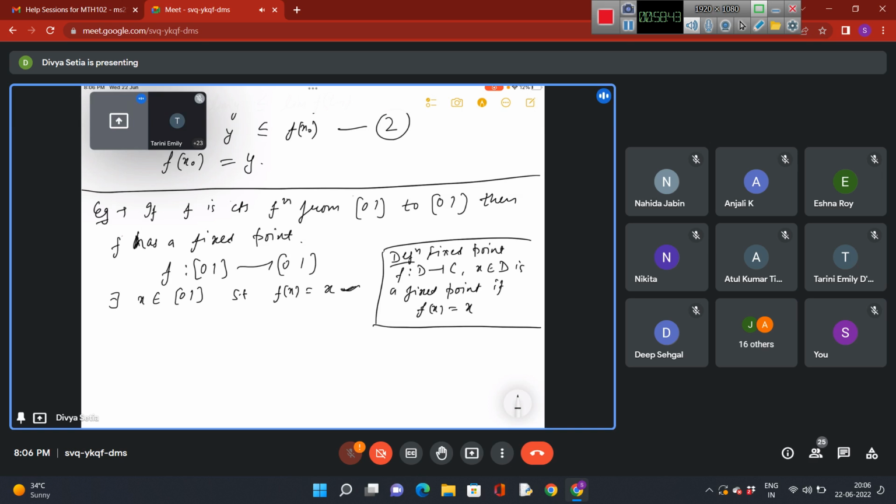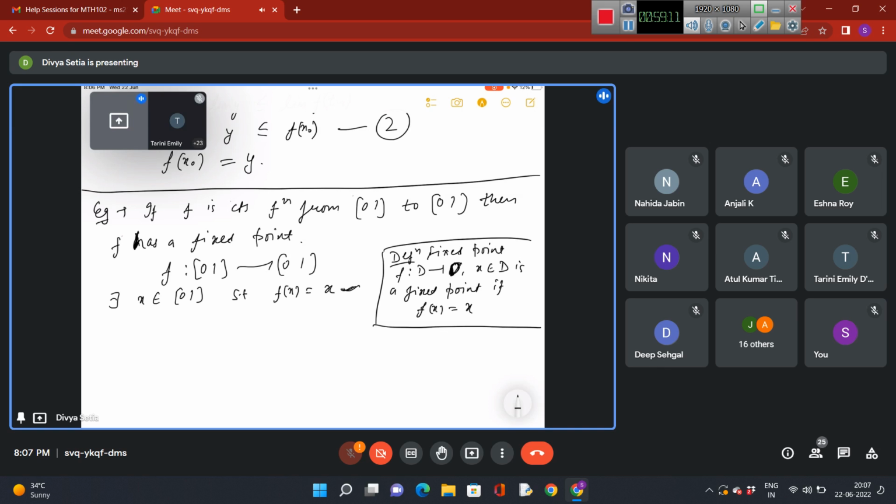Fine. D to D, make it D to D, because then you don't know whether x belongs to C or not. Fine. So x is said to be a fixed point if the image of x is x. That means this point is fixed. The function is not changing this value, not doing anything to this point. So now it's a one-line proof.